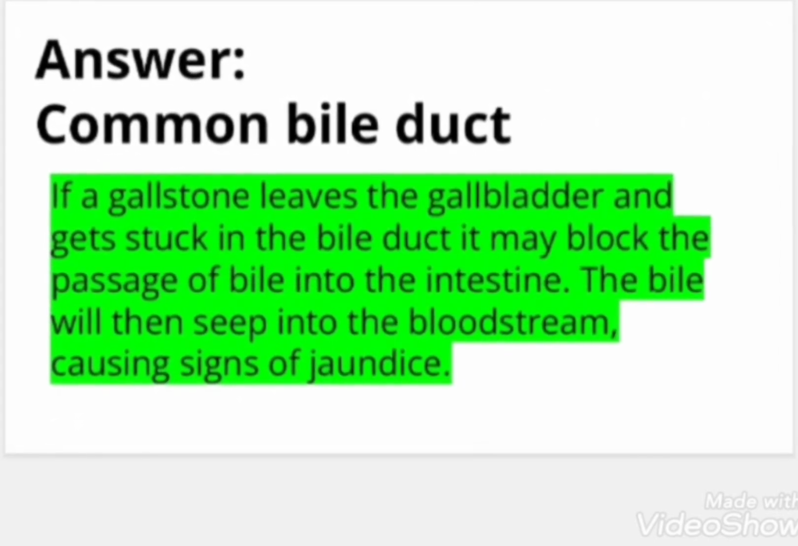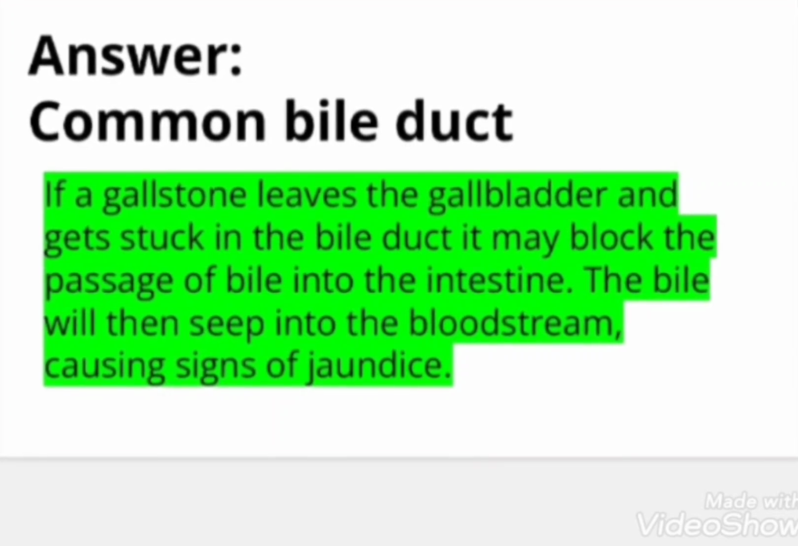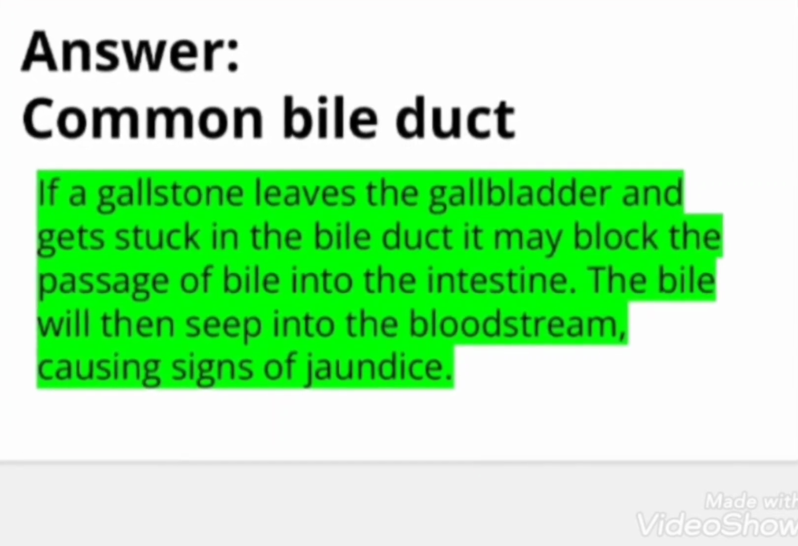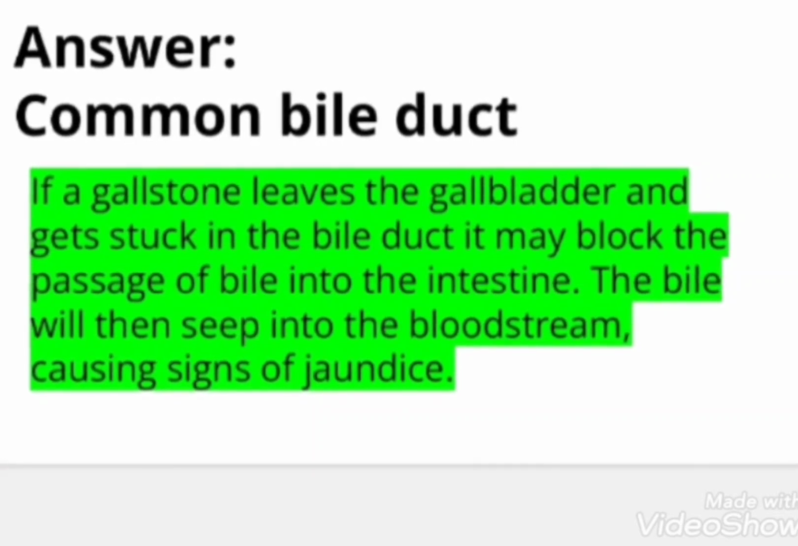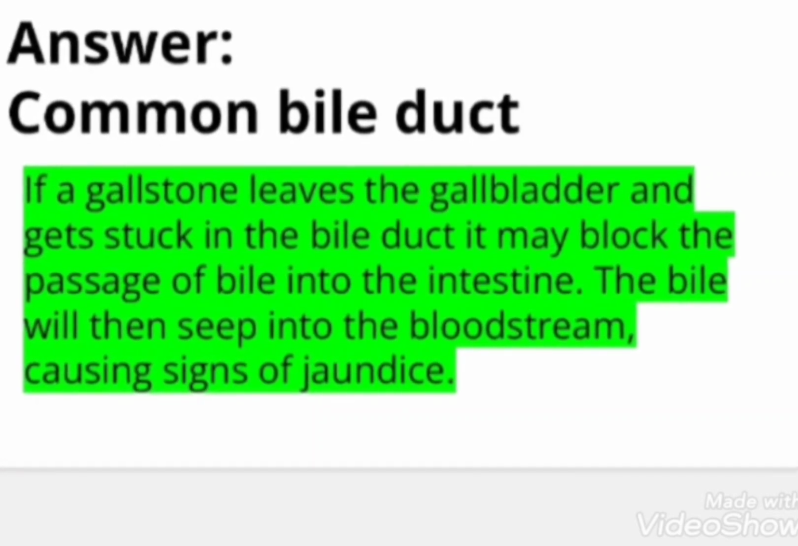If a gallstone leaves the gallbladder and gets stuck in the bile duct, it may block the passage of bile into the intestine. The bile will then seep into the bloodstream, causing signs of jaundice.